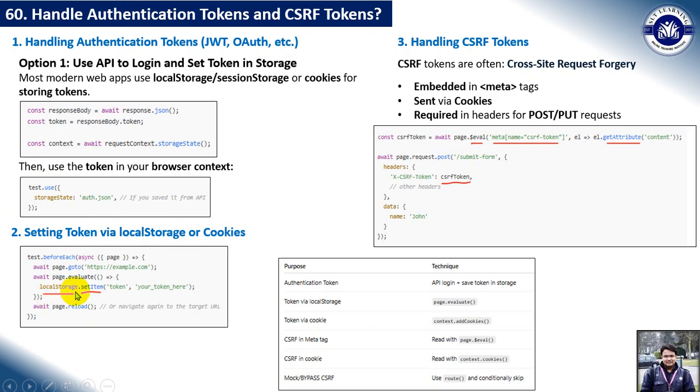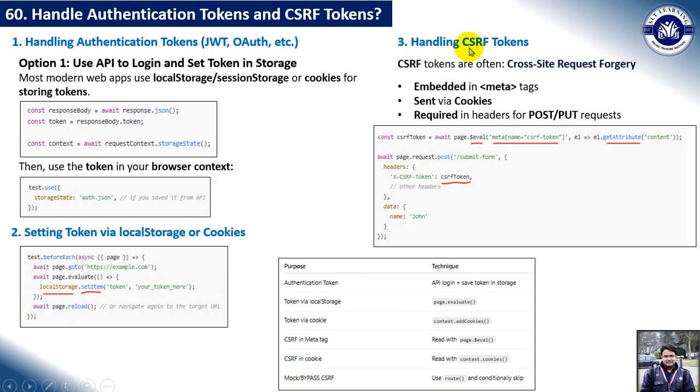So this is local storage and setItem. This is a command that we have not seen in the previous question, but this is how you can set it up when you are writing your automation code. This is a beforeEach hook that we are going to use, so before each and every test case, you do this. So localStorage.setItem, token is equal to your token name over here.